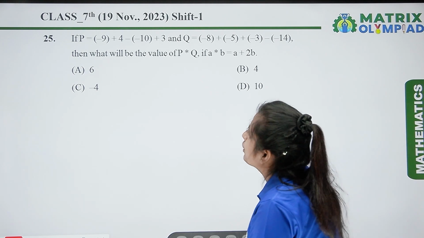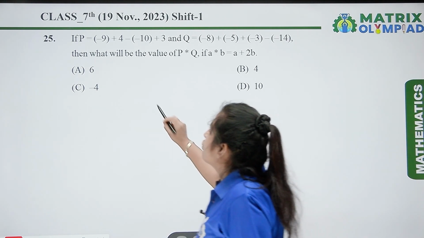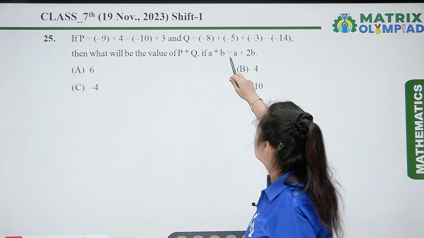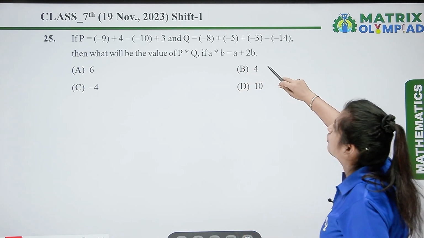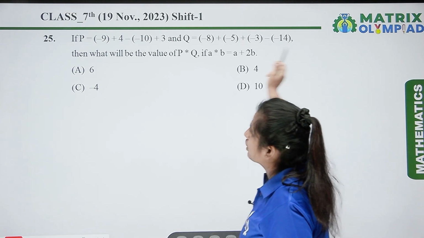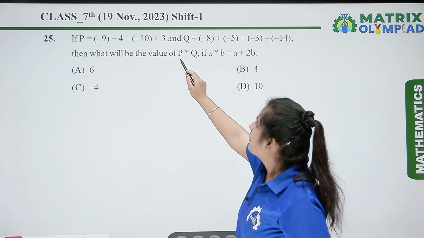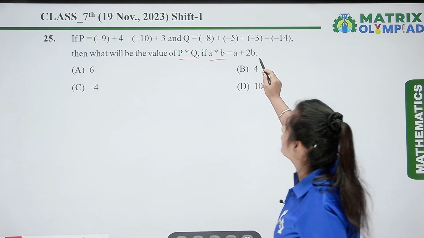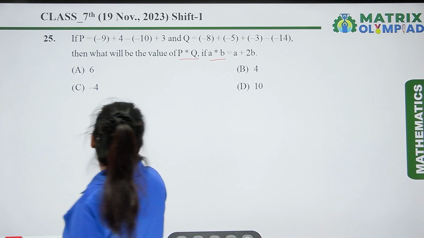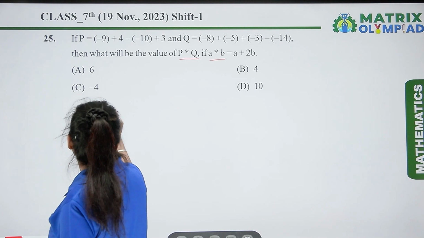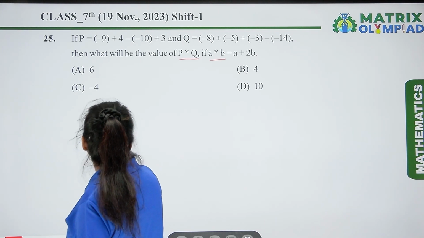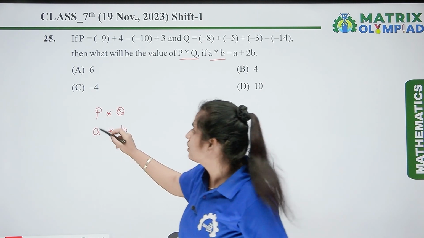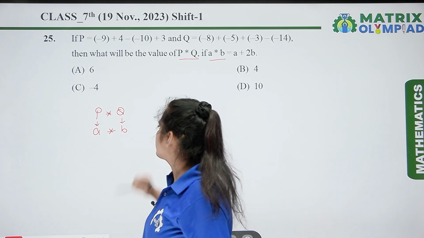Now the next question is question number 25. If P is equal to minus 9 plus 4 minus 10 plus 3 and Q is equal to minus 8 plus minus 5 minus 3 minus 14, then what will be the value of P star Q if A star B is equal to A plus 2B? So here P star Q is representing A star B. So here we can say that P is representing A and Q is representing B.